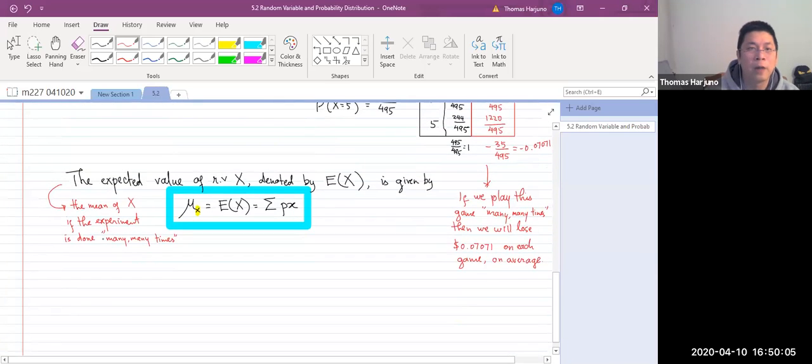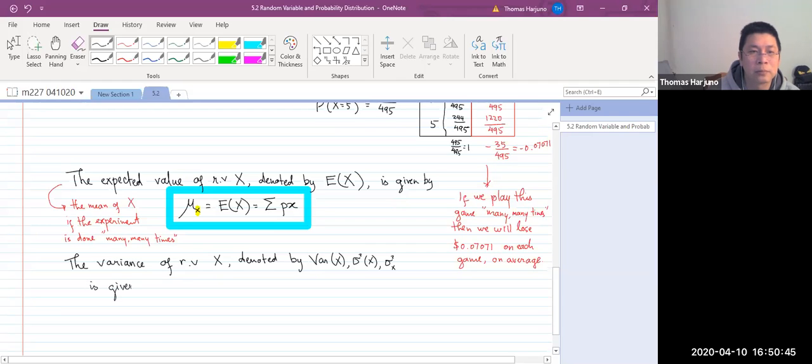Now the variance of random variable x, I just continue right away. The variance of random variable x denoted by var x, or sigma squared parentheses x, or sigma squared subscript x, is given by the sum of p x squared minus the square of the sum of p x.